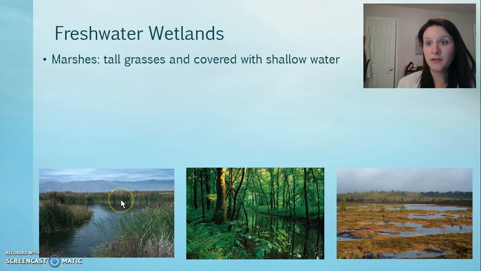Marshes have a very tall, grassy look to them. So you're not usually going to see a ton of trees around a marsh. Tall grasses, you're going to have like cattails, those big reeds, and also it's going to be covered with a shallow amount of water.